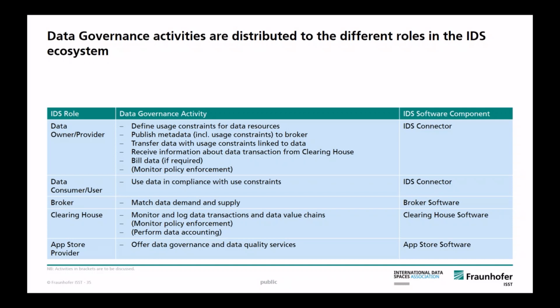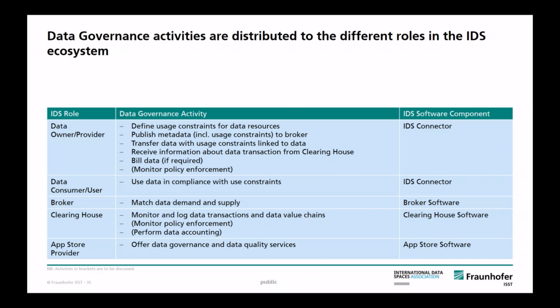On the other hand, we have the data consumer and the user, and he wants to use data in compliance with these constraints that are put to the data by the data owner. The broker is mainly for matching data demand and supply with the broker software, and again, not only free-floatingly, matching any demand and supply, but matching according to the usage constraints. So if the data is not available for everybody, but the data owner has specified certain types of participants that are able to see that the data is available, the broker, of course, has to take that into account. So it's about who sees what, and what he's allowed to do if he is able to see the data.